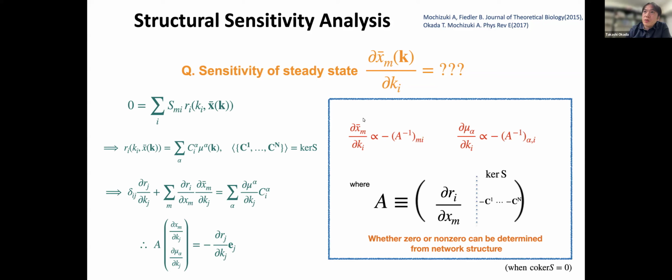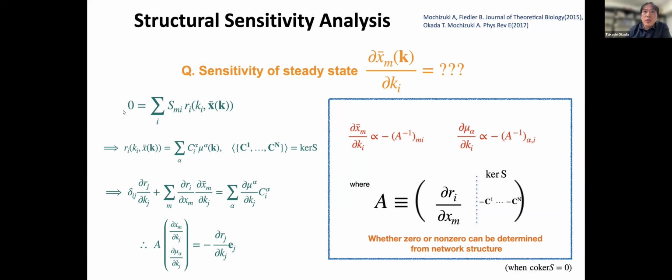To compute the sensitivity, we first construct a matrix A shown here. A consists of two parts: the reaction rate derivatives, and the kernel vectors of the stoichiometric matrix S. And the sensitivity is given by the inverse of this matrix A. The proof is actually very simple, so let me explain the proof.